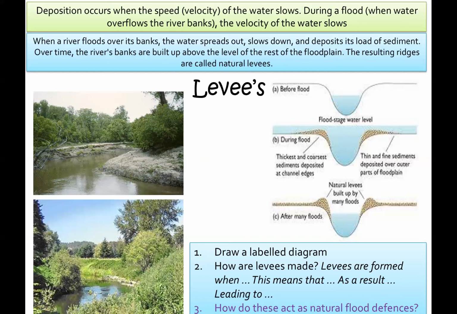So, how are levees made? Levees are formed when the river floods. This means that water overflows the banks. As a result, the velocity falls, causing deposition of the thickest and coarsest sediment, leading to that sediment building up, creating natural embankments, natural levees either side of the river. So if you need to change what you've written, please do.